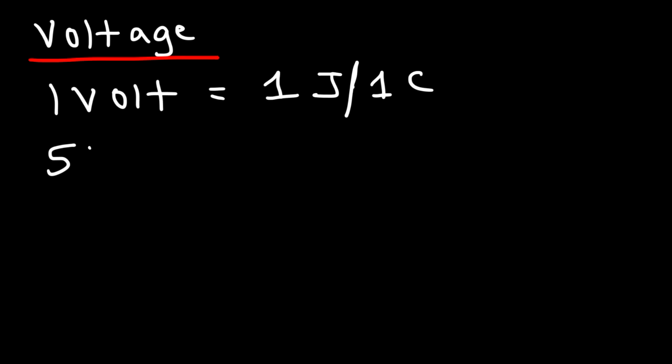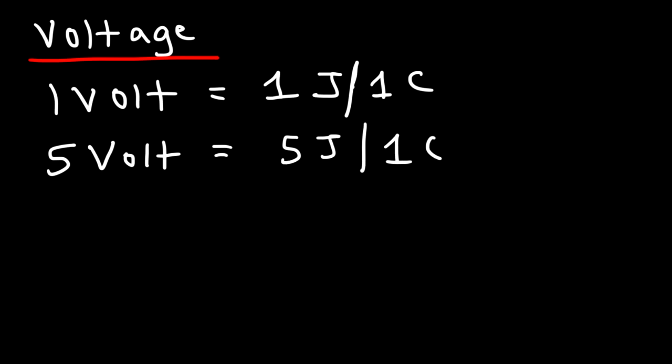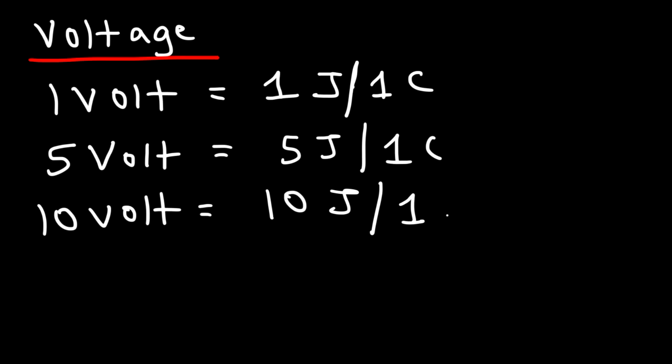So let's say you have a 5-volt battery. That means that each coulomb of charge carries 5 joules of energy, or there's 5 joules per 1 coulomb of charge. And so the electrons have more energy when they're operating at a higher voltage. A 10-volt battery can pump 10 joules of electric potential energy to every 1 coulomb of charge. And so voltage is related to electric potential energy.